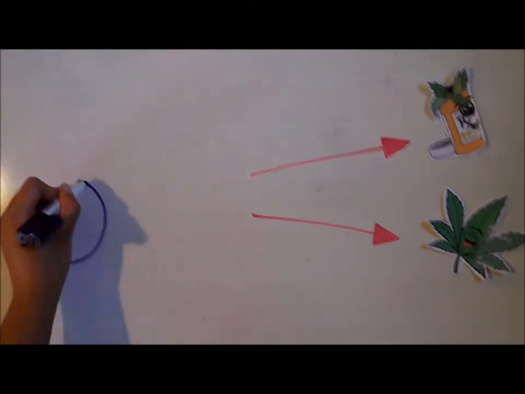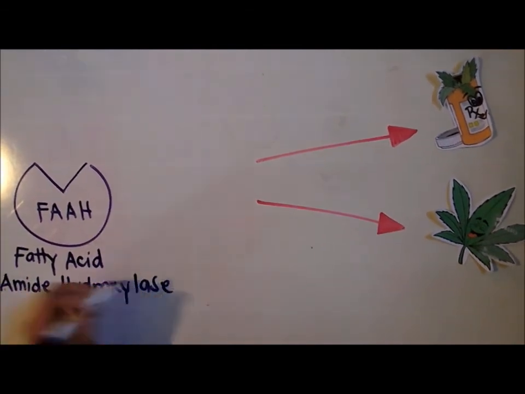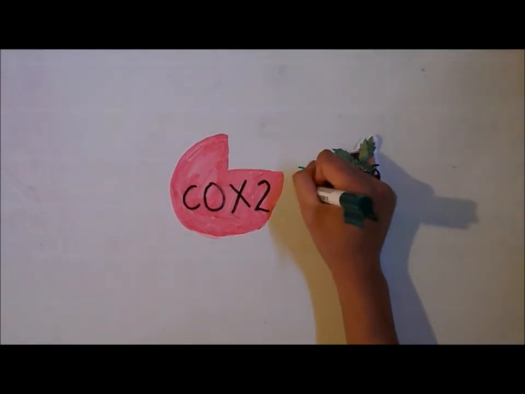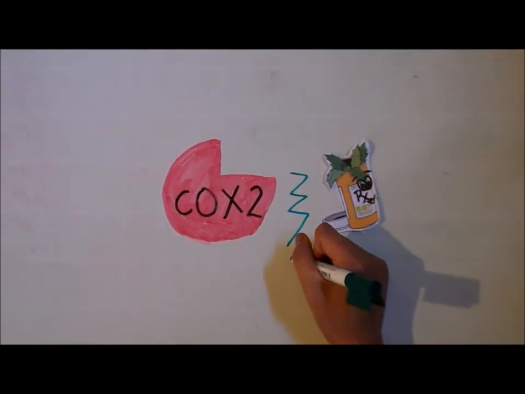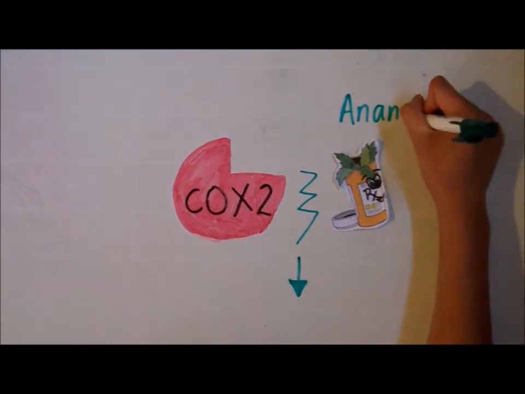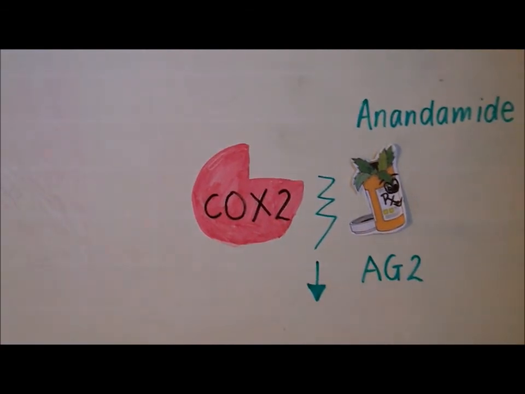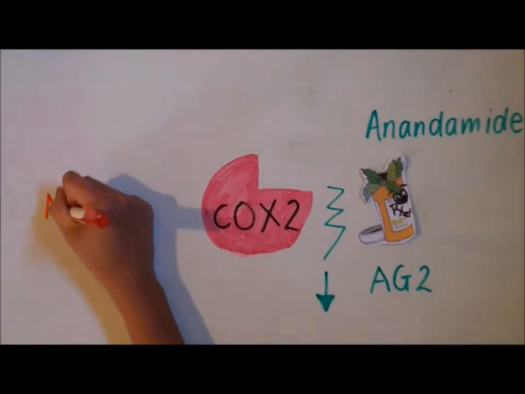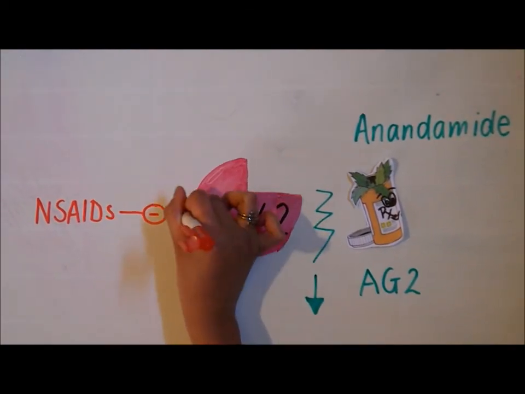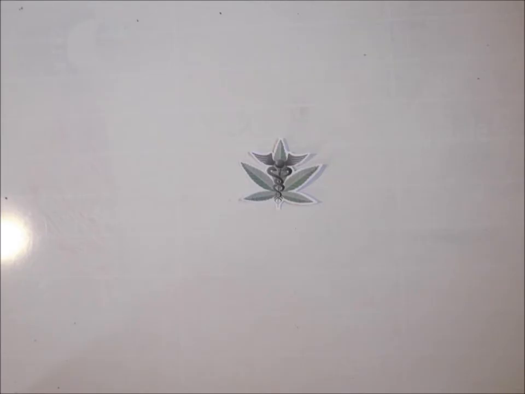A supportive mechanism is found in the inhibition of fatty acid amide hydrolase, or FAAH, which is a serine hydrolase that breaks down cannabinoids, as well as COX-2, otherwise known as cyclooxygenase 2, an enzyme that facilitates the inflammatory response, proposed to metabolize endocannabinoids such as anandamide and 2-AG. Hence, administration of a COX-2 inhibiting NSAID would prevent anandamide breakdown, increasing its concentration and enhancing its analgesic effects.